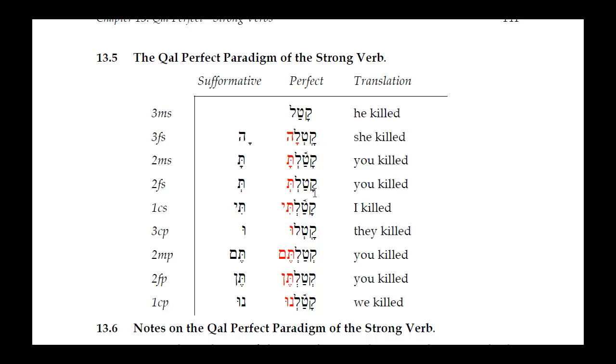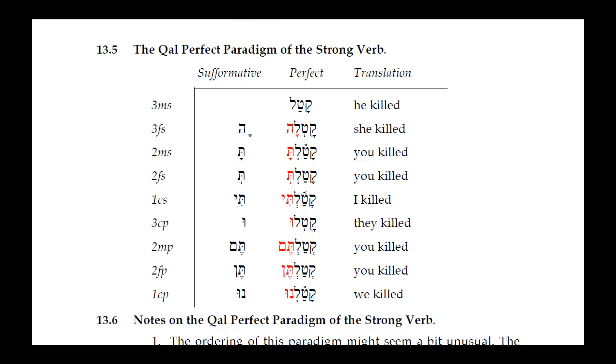The only time the qamets on your kof reduces is when you get down to the second masculine plural and the second feminine plural, because you've added on another syllable. The accent actually is over here on the last syllable, so the vowel up under the kof is further away, and it reduces down to a vocal shva here. And you go back and remember your rules of vowel reduction in here. But that's the main thing we want you to learn right now, these endings, these formative endings here, highlighted in red.